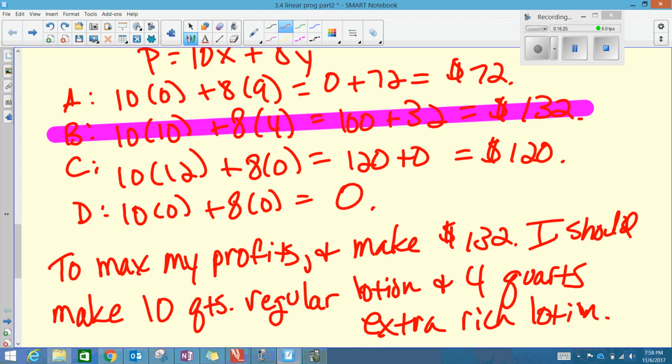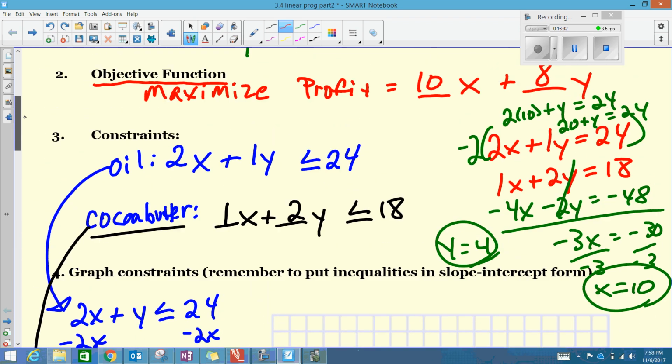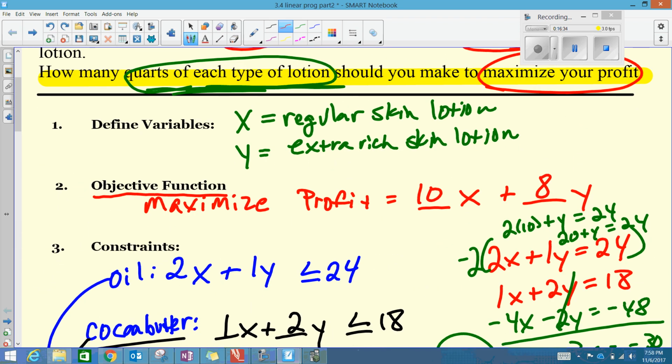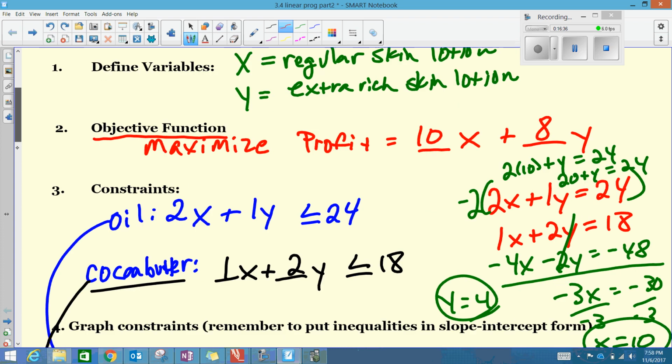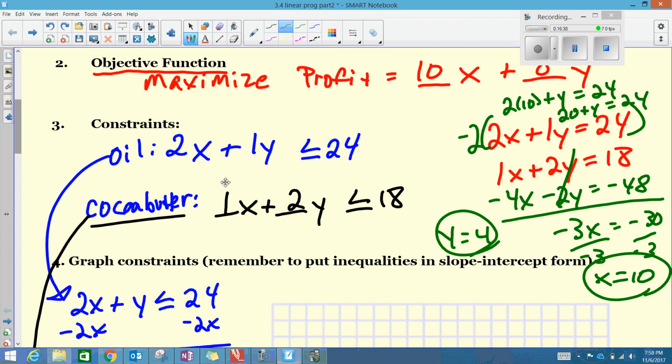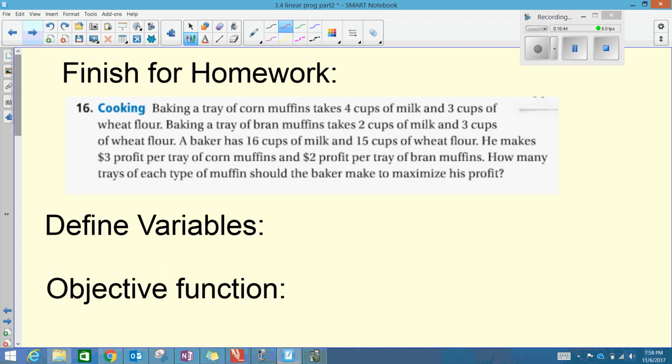Okay, so that is a mixture problem. So again, my constraints were about my ingredients, right? My products I'm making were the skin lotion, but my ingredients were my constraints because I only had so much oil and I only had so much cocoa butter. Okay? Now I want you to look at the next slide. I'm going to get you started on it, but it's going to be your homework.